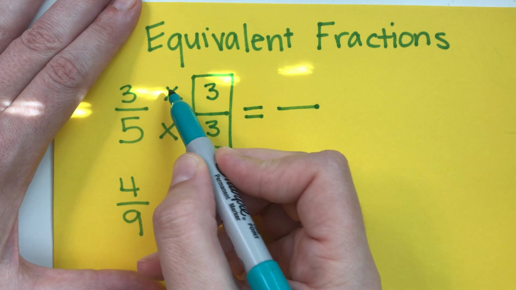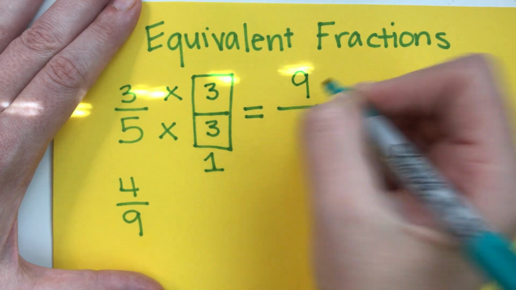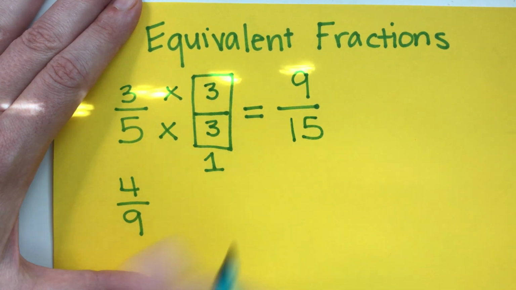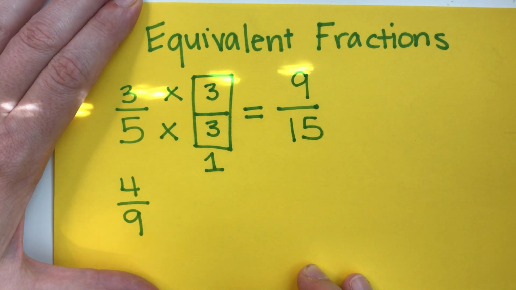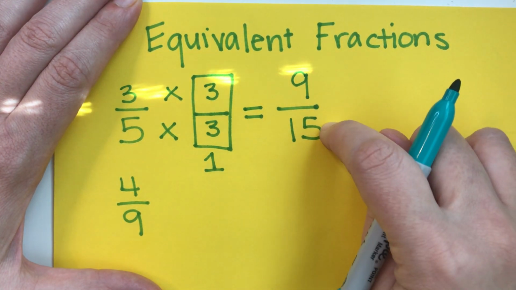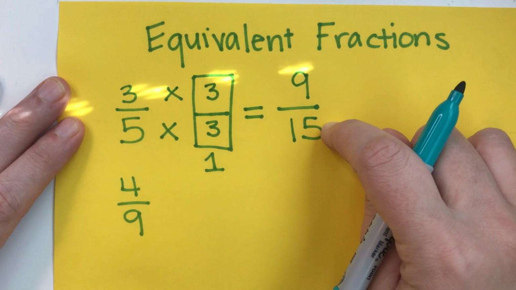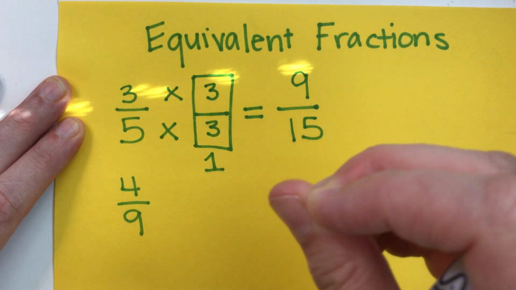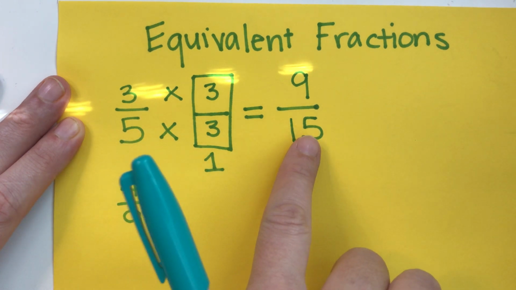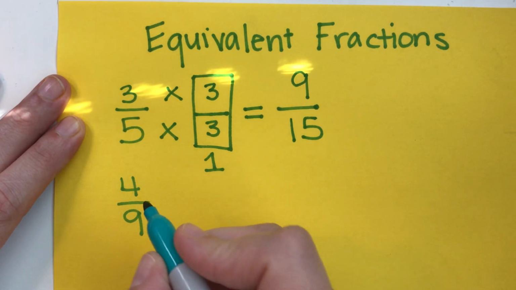So this is 3 times 3, which equals 9. And this is 5 times 3, which equals 15. 9/15 and 3/5 are equivalent fractions. Even though these digits are bigger, the fraction still equals the same value. What has happened is we've just multiplied how many pieces we have.